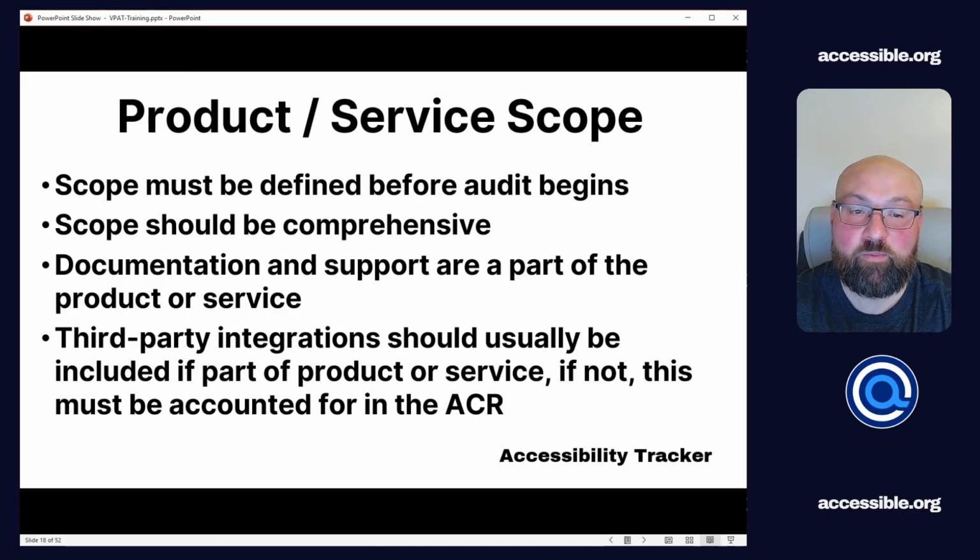So that's in scope. And then last, any third-party integrations should usually be included if they are a part of your product or service. You should only separate them out if they can be looked at as an entirely separate product or service. But if they are included as a part of your product or service, then you want to account for them in your ACR. And if not, again, if you except a third-party integration, then you need to explicitly note that in the notes section of the VPAT.